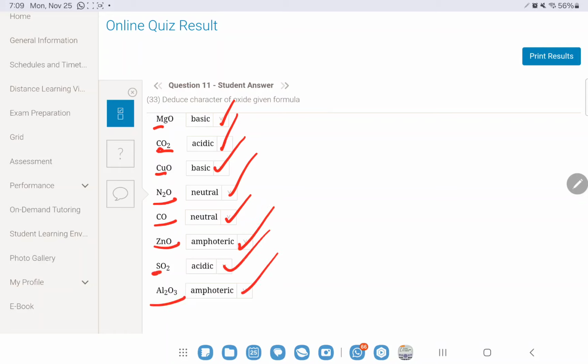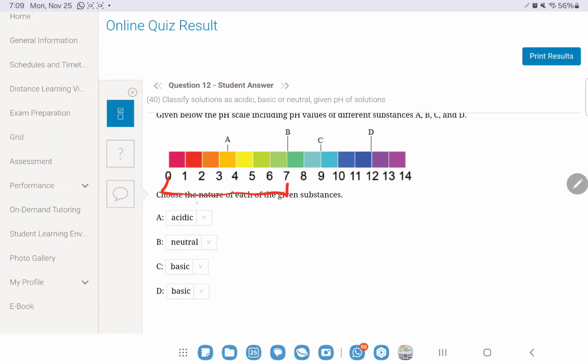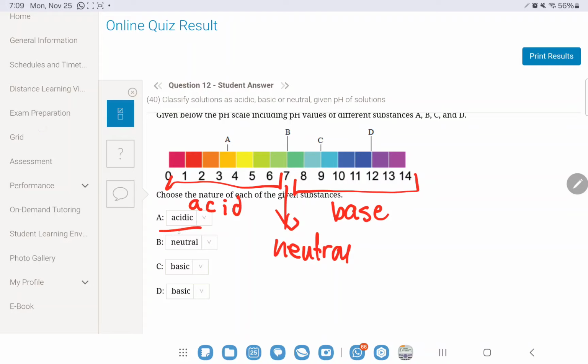Okay. Anything before 7, acid. Actually, no, that's acid, base, neutral. So, okay. A is before 7, so it's acidic. B is on 7, so it's neutral. C and D are both after 7, so they are basic.